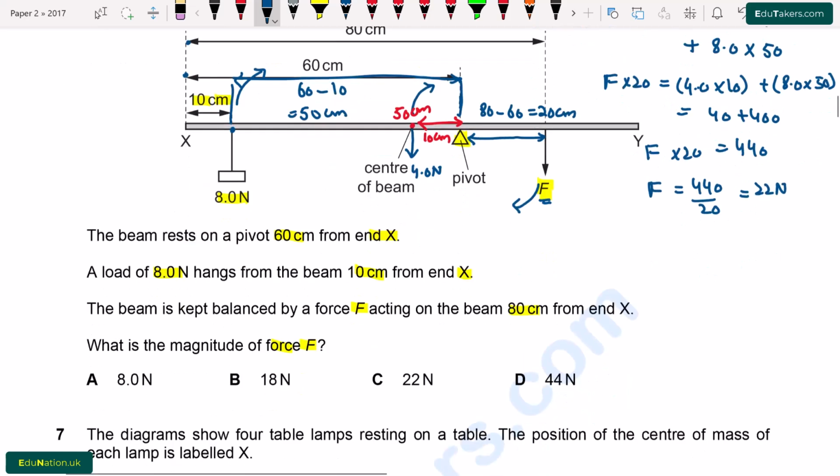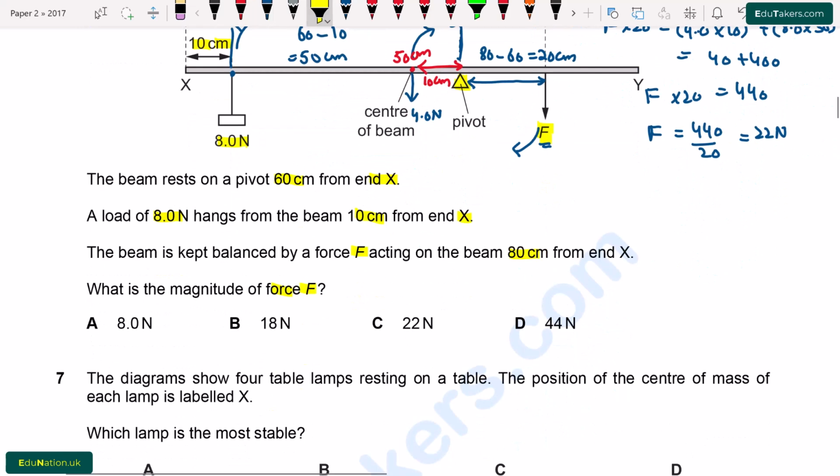Now we see the options. Option A 8.0 Newton, B 18 Newton, C 22 Newton. From here option C is correct.